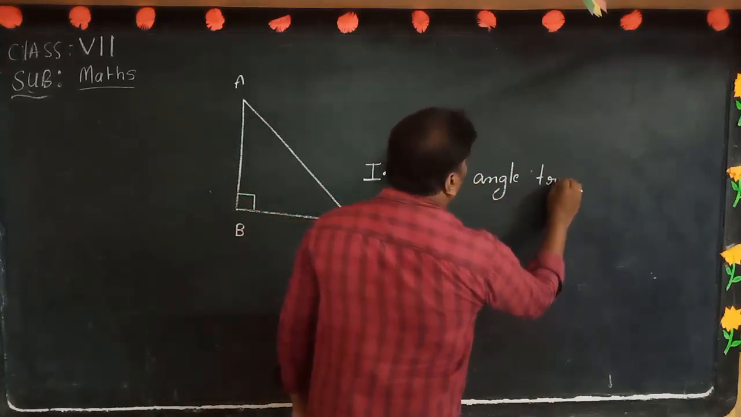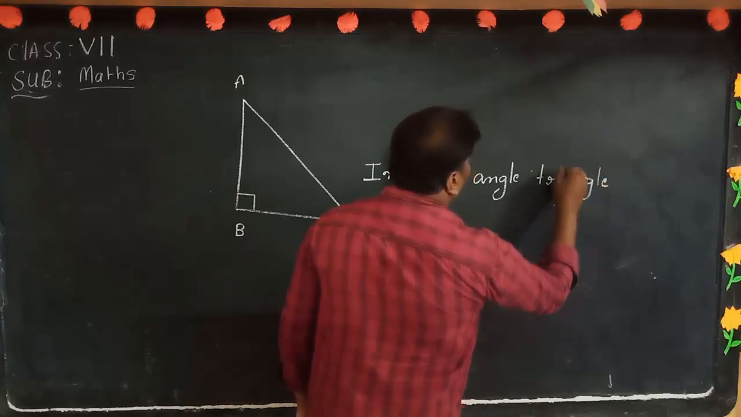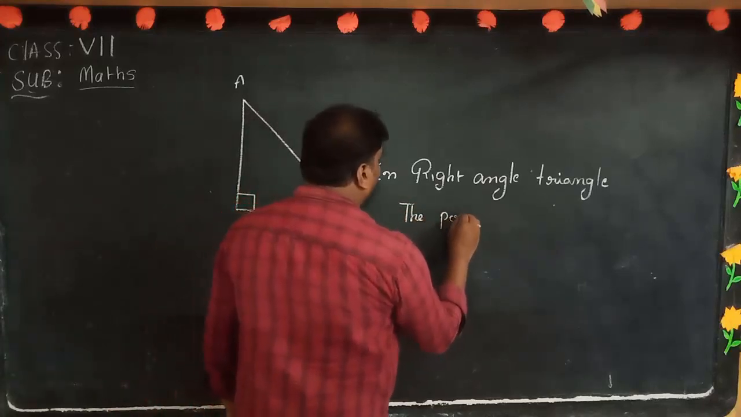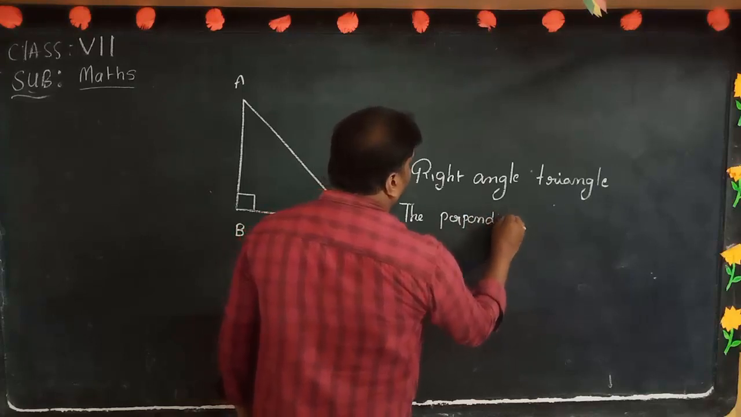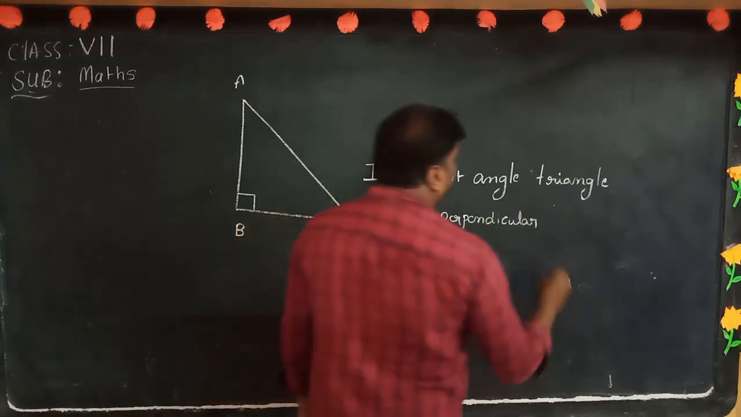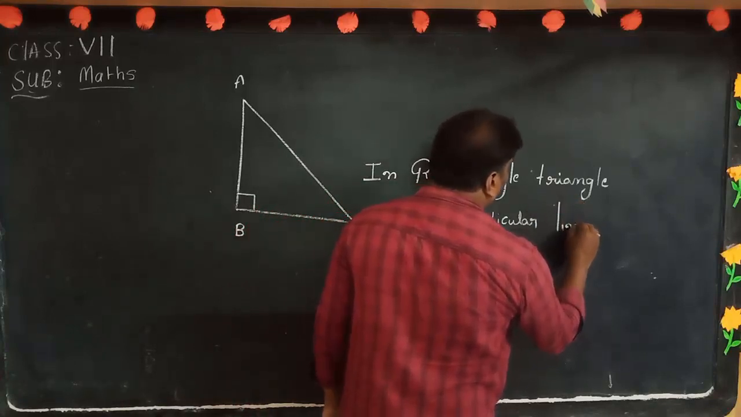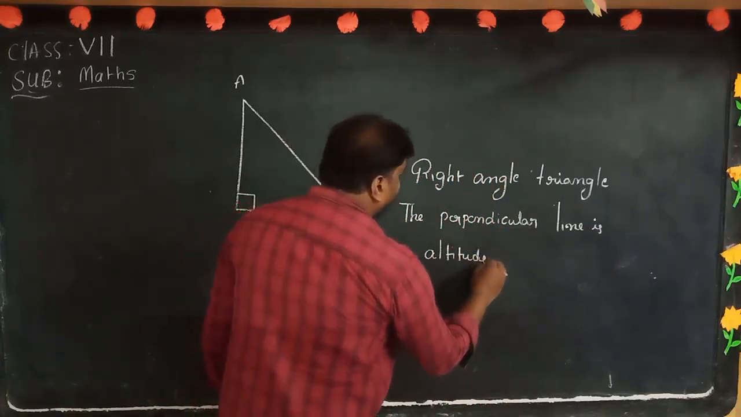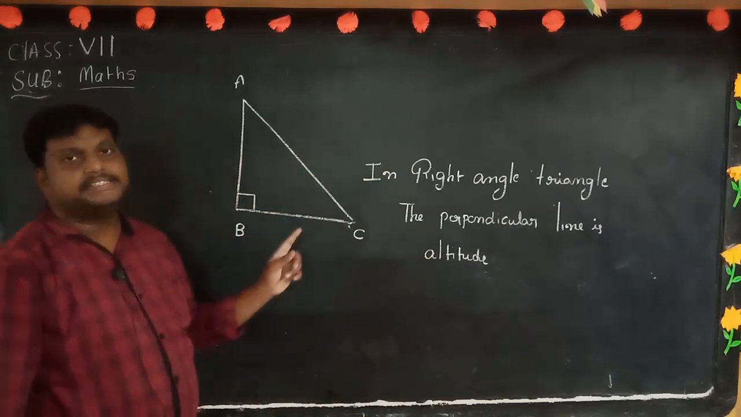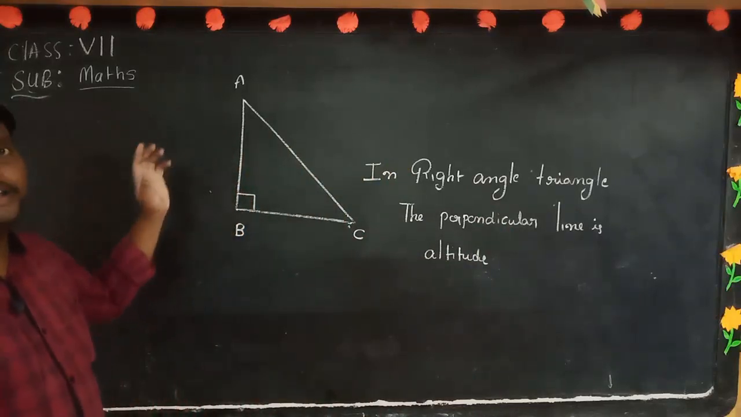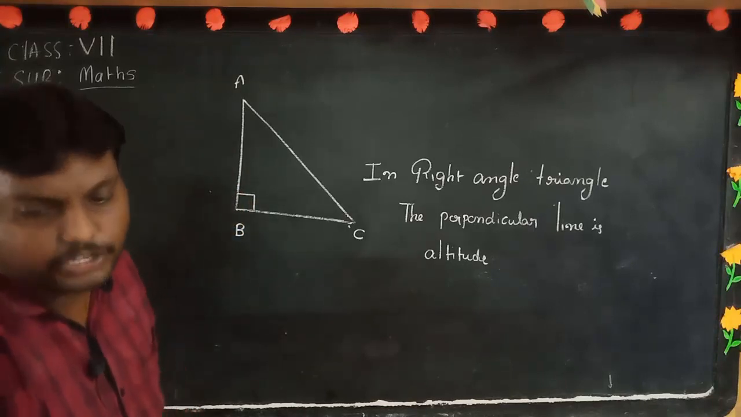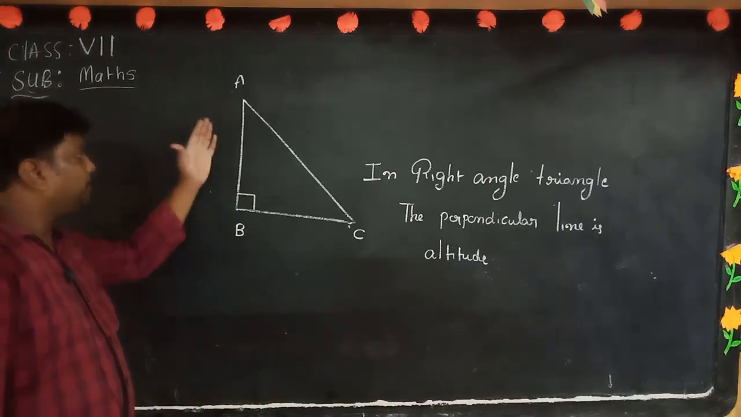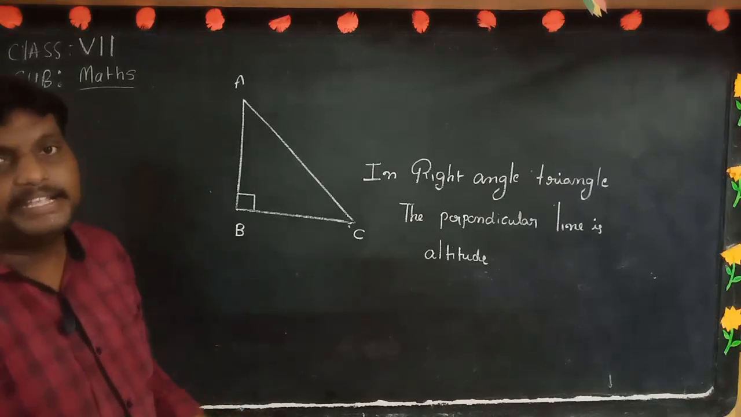In a right angle triangle, the perpendicular height or line is the altitude. One of the sides is the altitude. Why? Because the altitude is nothing but the perpendicular length from one vertex to the opposite side. This is the perpendicular length. Okay, in a right angle triangle it is the altitude.